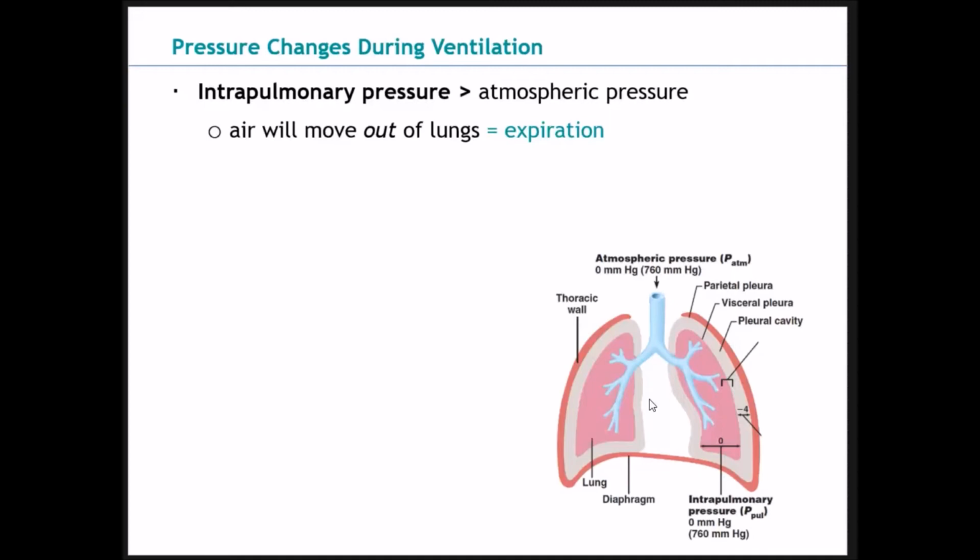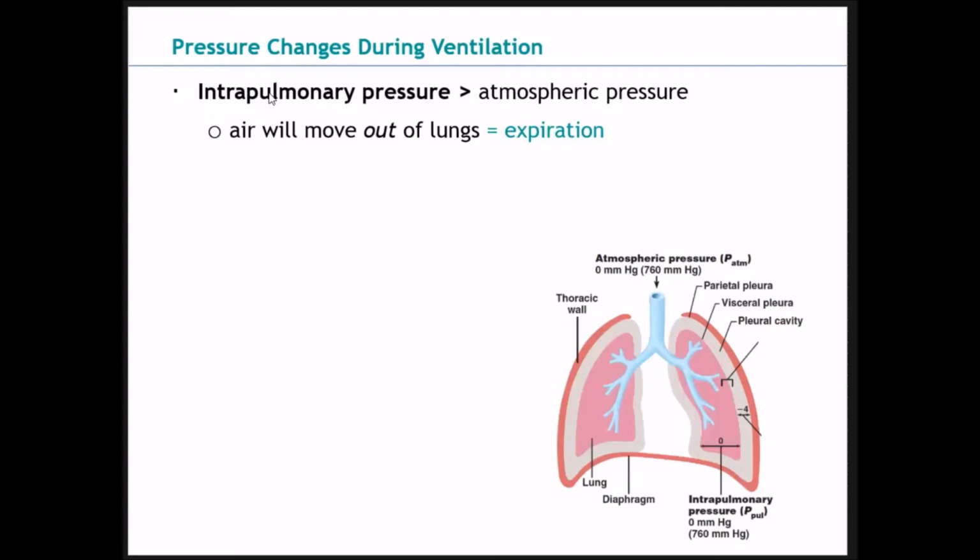So let's talk about those pressure differences, and now let's apply inspiration versus expiration. So let's look at interpulmonary, which on your slides may say interpulmonic, so it's basically the same thing. When interpulmonary pressure is greater than atmospheric pressure, the air will move out of the lungs, which equals expiration. So why does this occur? Think back to what we said. Air moves in and out of the lungs due to pressure differences, and air always moves from areas of high pressure to areas of low pressure.